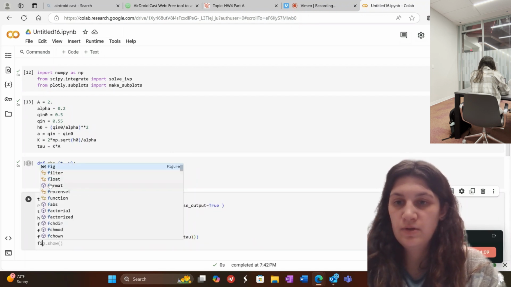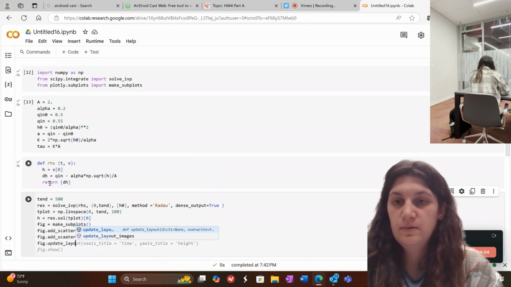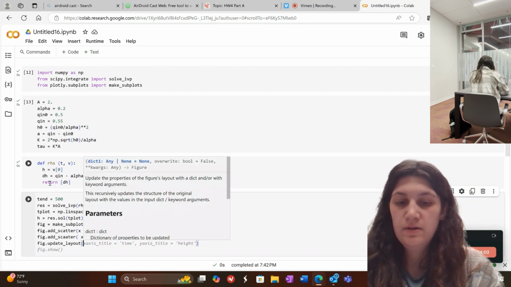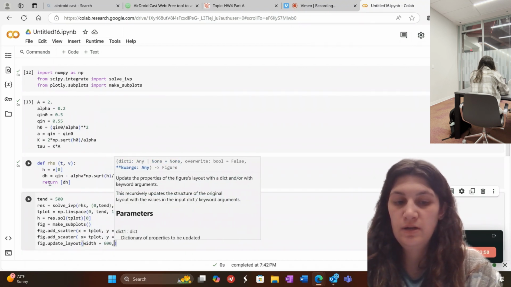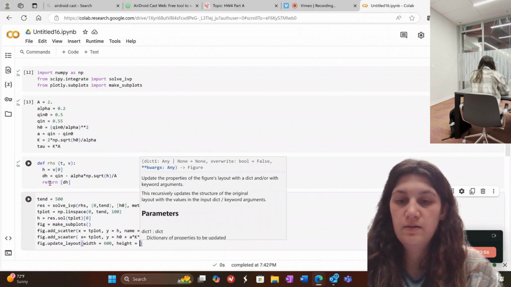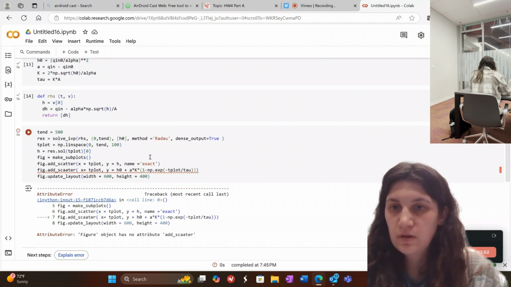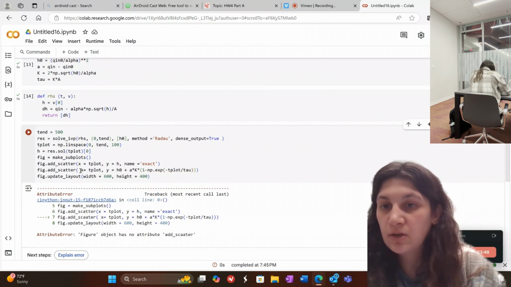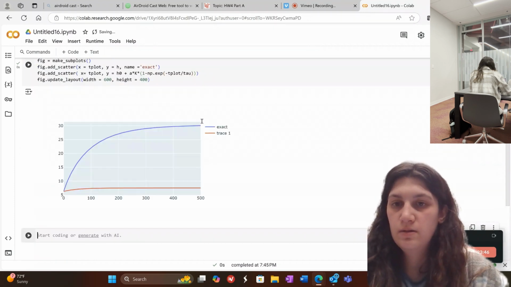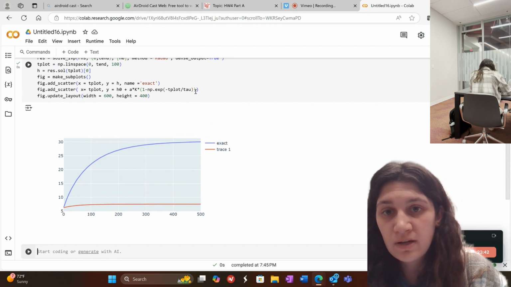And then I'm just going to update the layout so that our width is 600, height is 500. Should spell everything right. Okay, well, something's wrong, and I forgot to name this.